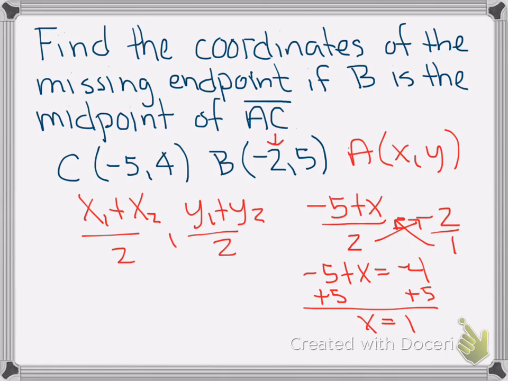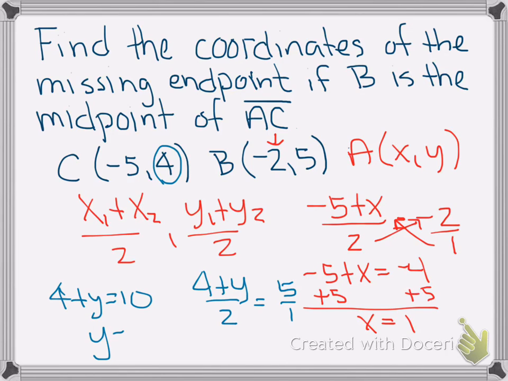Then we'll do the same thing using the y coordinates. So we know one of the y's is 4. We don't know the other endpoint y, but we know it has to equal the midpoint at 5. So again, we'll put it over 1. We can cross multiply to get 4 plus y equals 10, and thus y equals 6. So our answer to this problem, what are the coordinates of the other endpoint, would be this: A would be at 1 and 6.